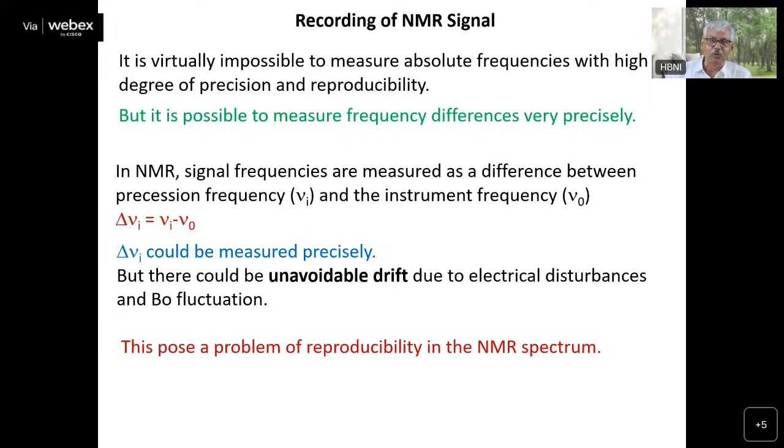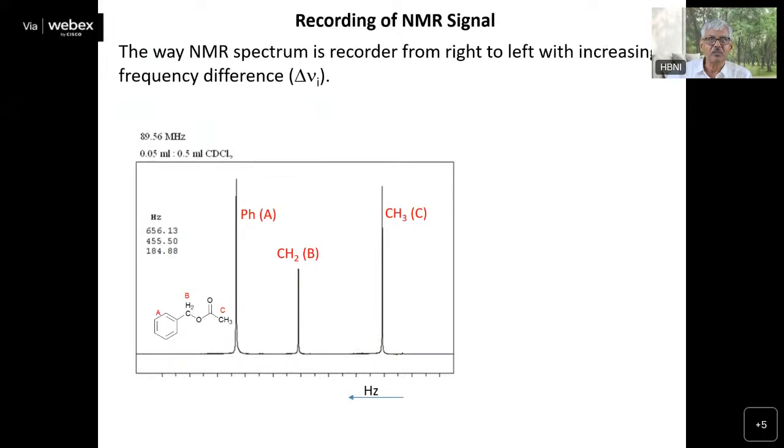But this is not the complete thing. There could be some issues with the instrument. There could be electronic problems, unavoidable drift, or magnetic field fluctuation. There could also be electronic disturbances. These pose a problem of reproducibility in the NMR spectrum. If you record once, the next time you go, there could be a slight change in the magnetic field, and that will give you a different NMR spectrum.